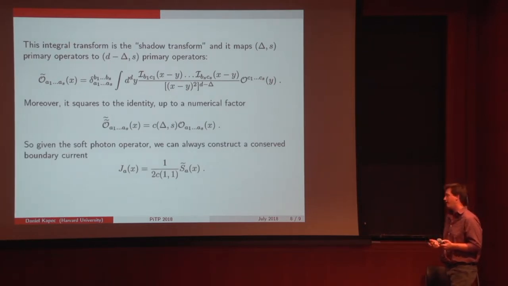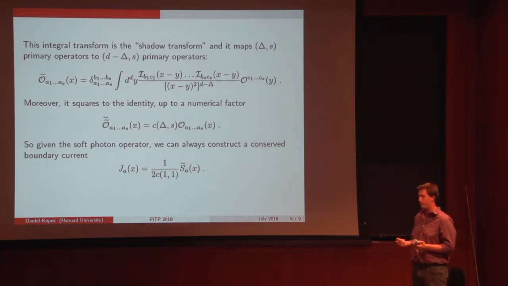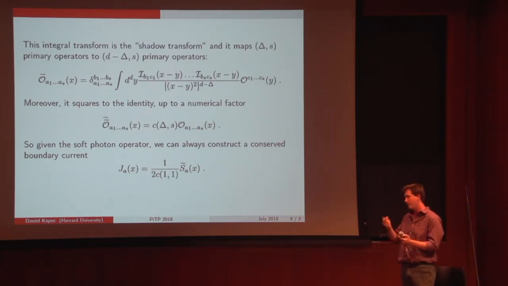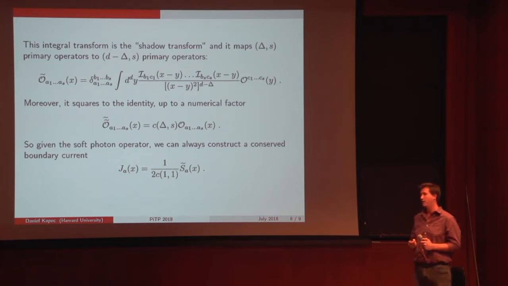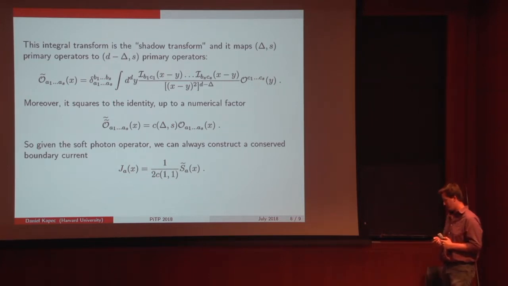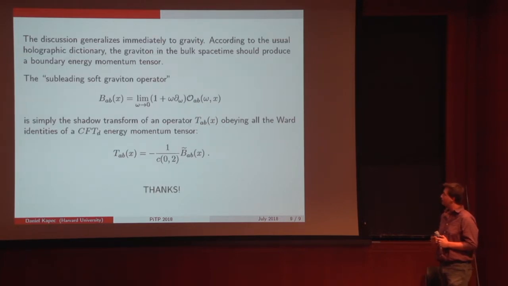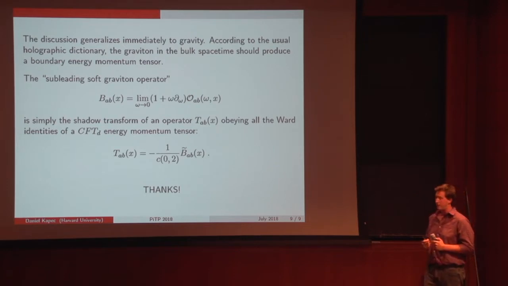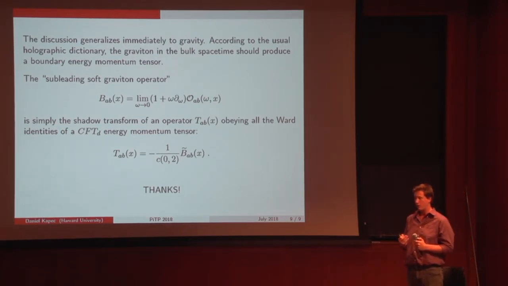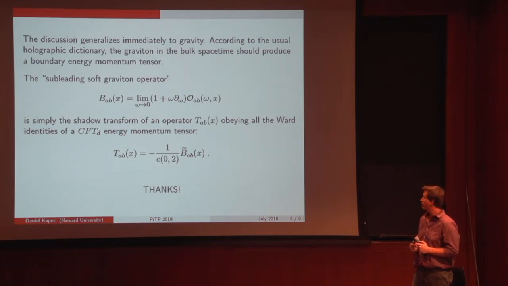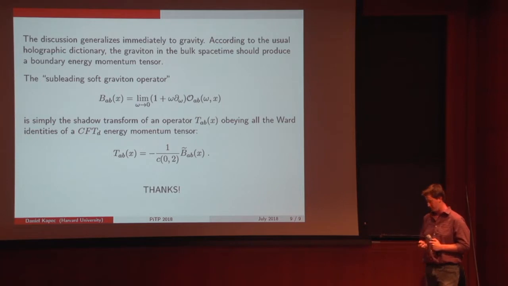So if you have a gauge theory in the bulk, you get for free the soft photon operator, you take its shadow transform, and you automatically get a conserved boundary current. So that sounds like a familiar story. And as you might suspect, when you turn on gravity, you can consider a particular soft graviton operator. Its shadow transform obeys all of the Ward identities of an energy momentum tensor in a D-dimensional Euclidean conformal field theory. So these things sort of work out the way that you might have hoped. So I'll stop there.